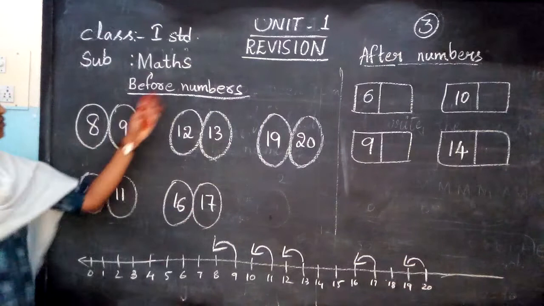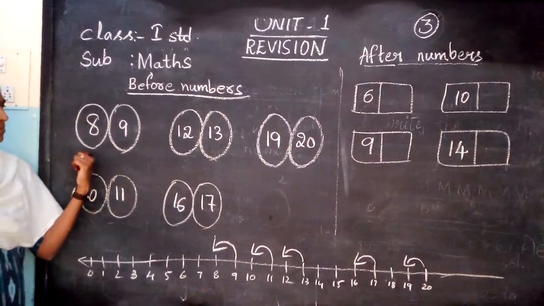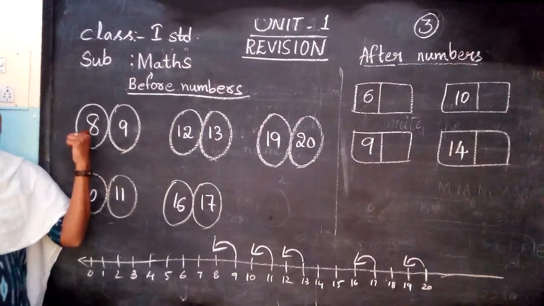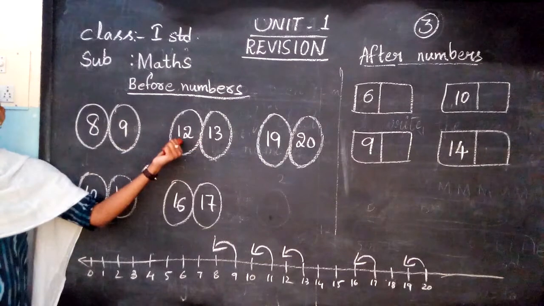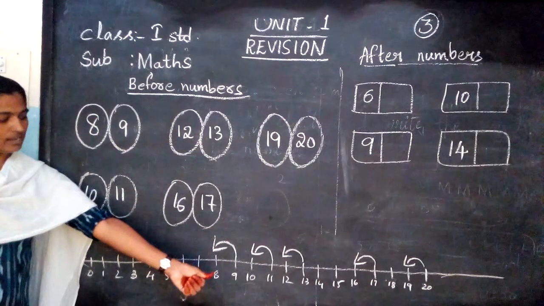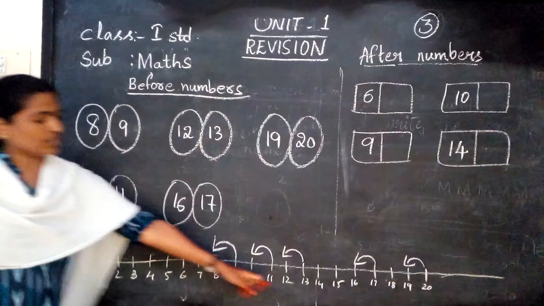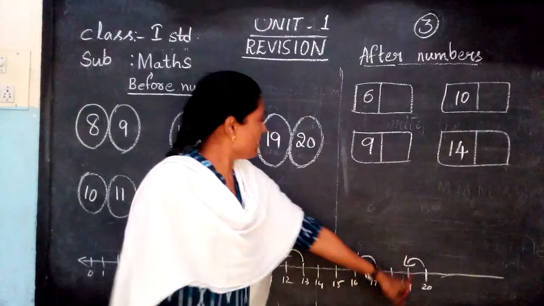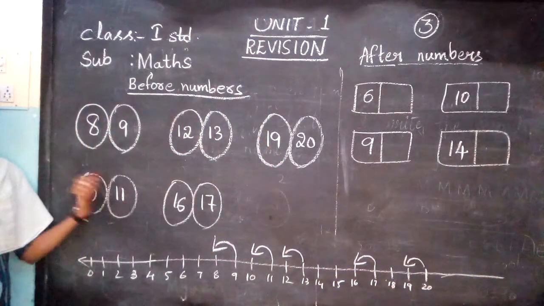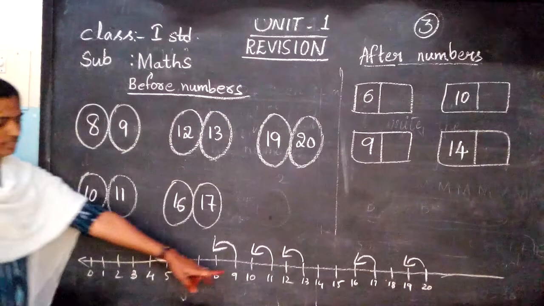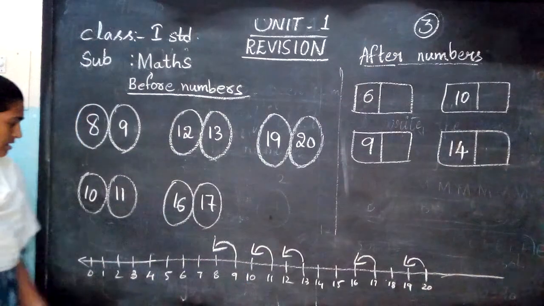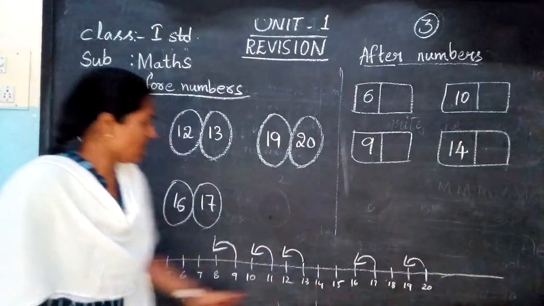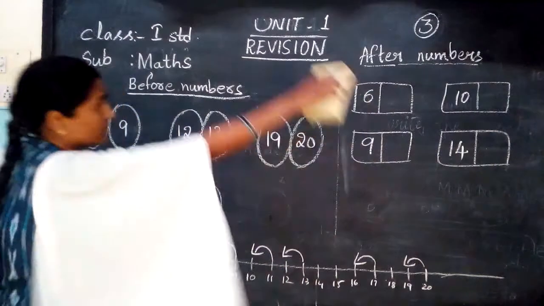Again I will explain. Before numbers means you have to write the number before. 9 before number, what is given in the number line? 9 before number 8. Again 13 before number. Look at the number line and tell the answer. 13 before number is 12. Again 20 before number 19. Yes. Again 11 before number. Where is 11? Yes, 11 before number 10. Again, what is this number? 17. 17 before number, what is there here? 16.